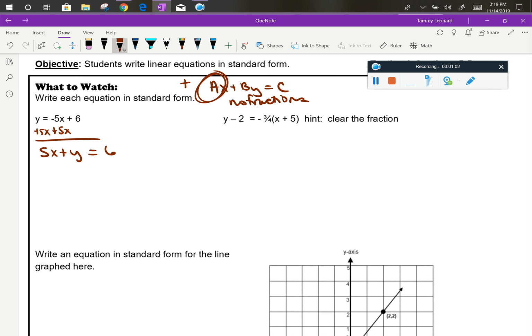I check. No fractions, no decimals. The first term is positive. Everything's in the right order. We're done. Simple as that.